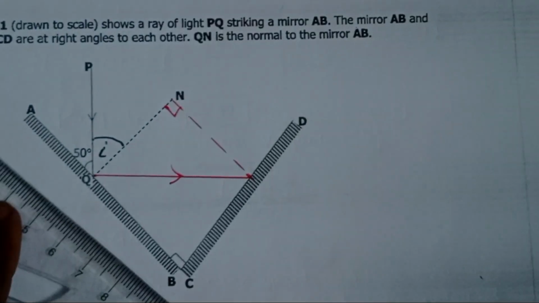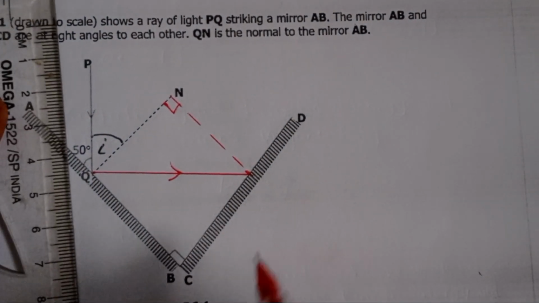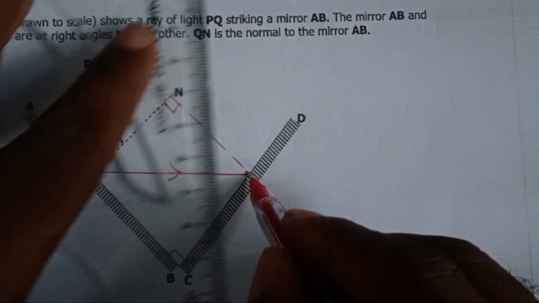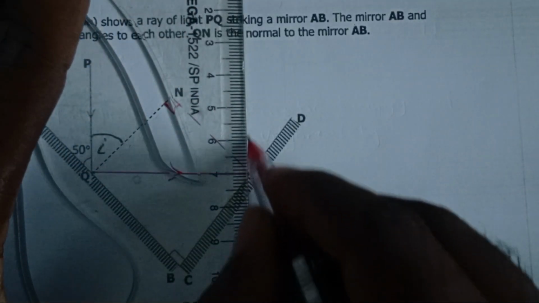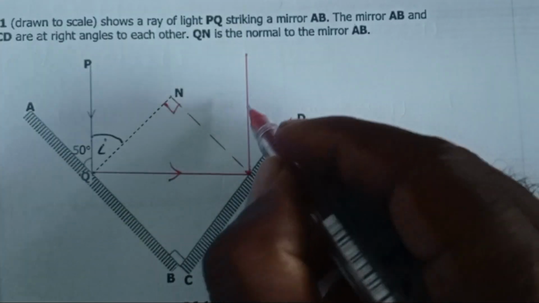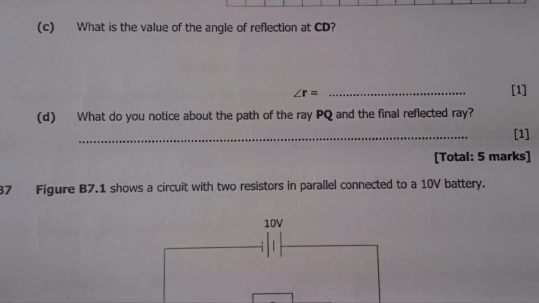From there, it is going to refract like that. So part C, what is the value of the angle of refraction at CD?